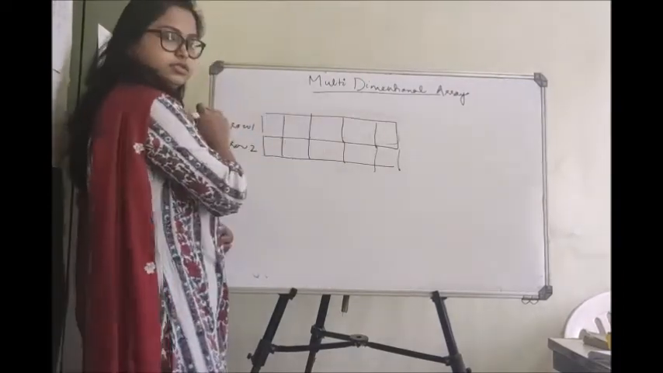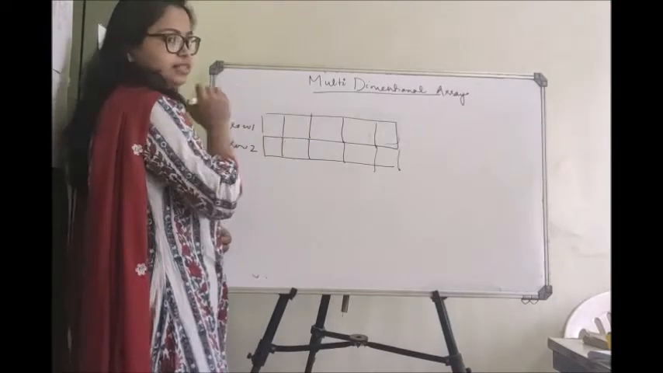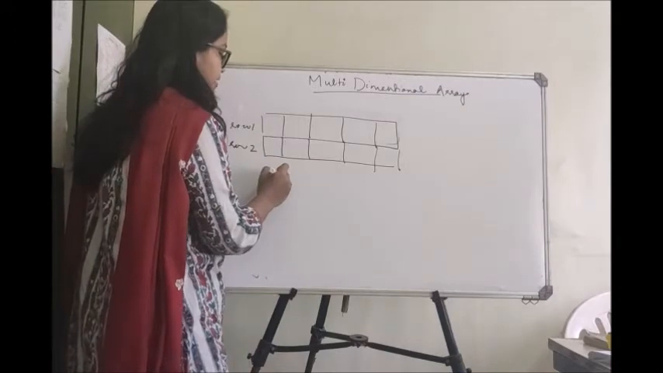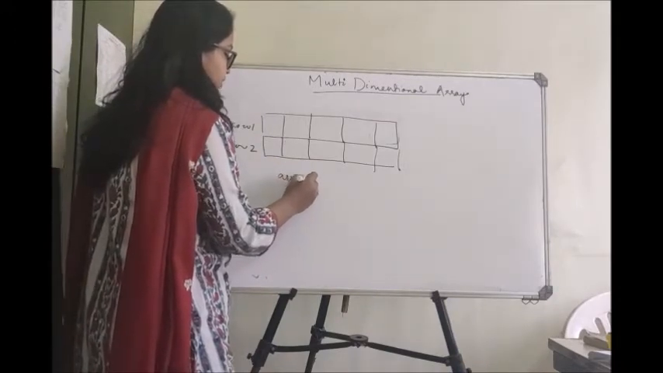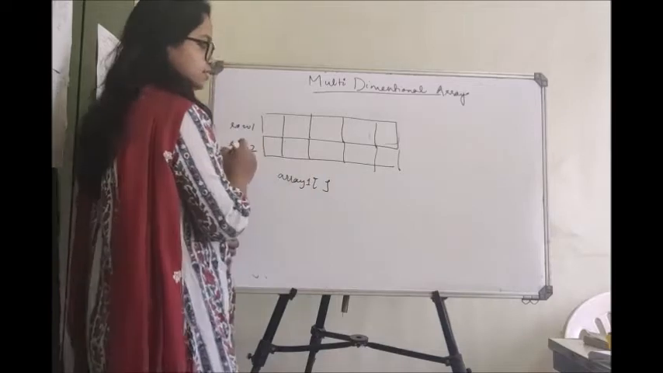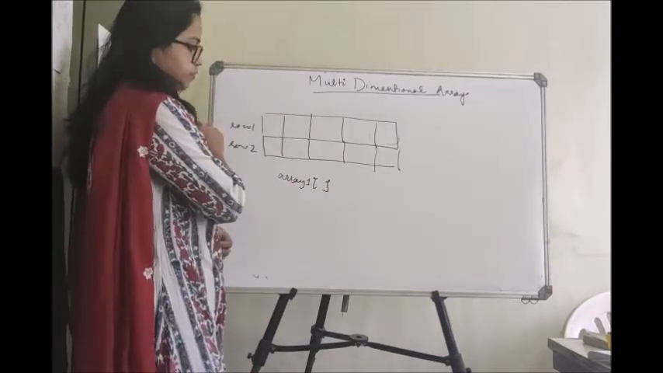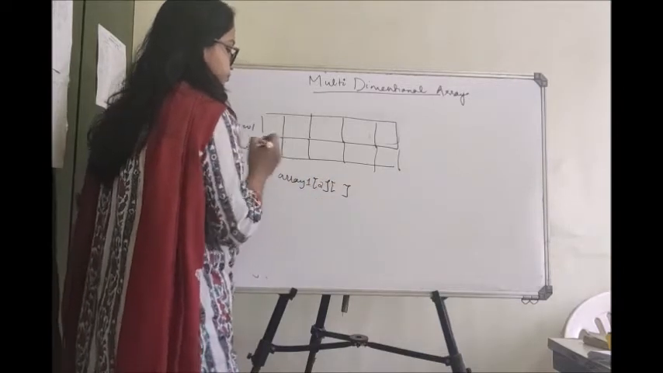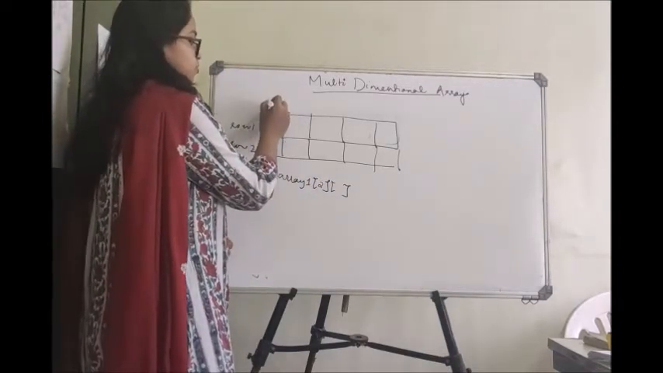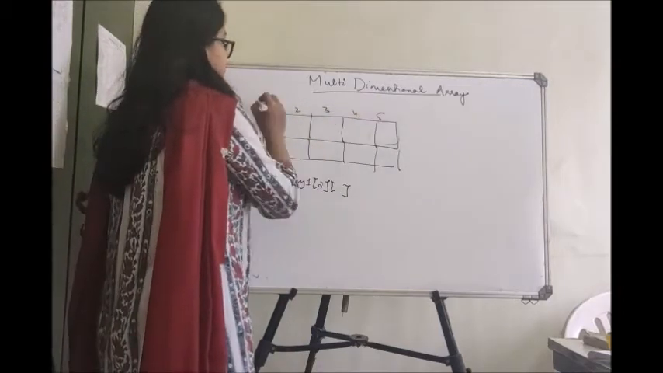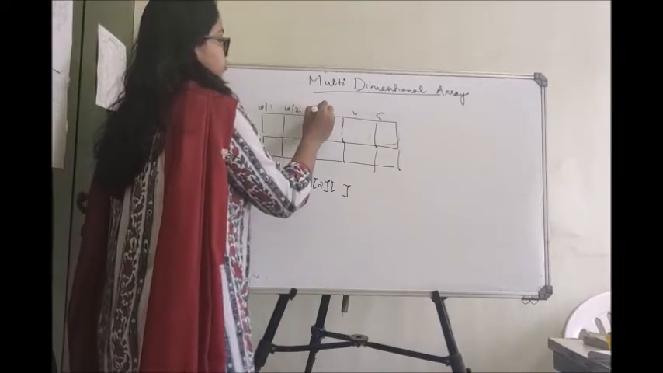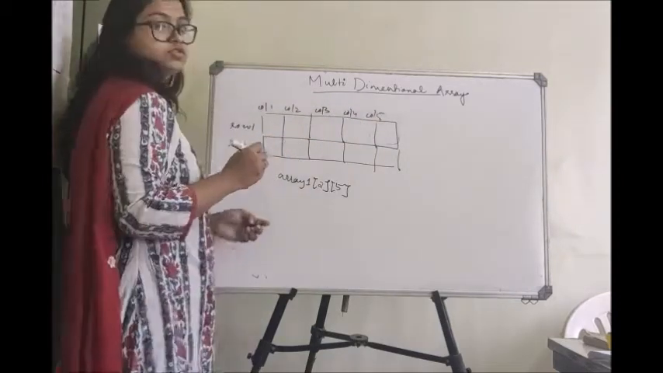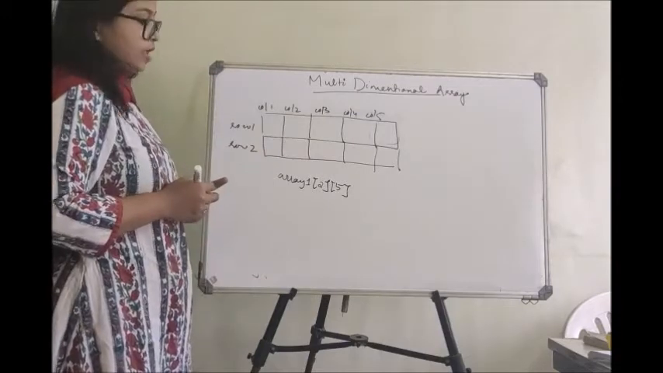The number of rows and the number of columns define the size. So here the size is of what? We can name the array as array 1, whose number of rows is 2 and number of columns is 1, 2, 3, 4, 5. So these are the columns: column 1, column 2, column 3, column 4, column 5. So we have 5 columns. So this is the size of the array.